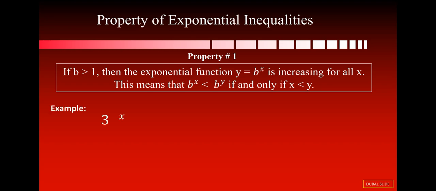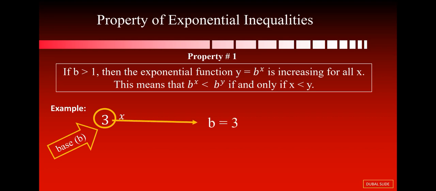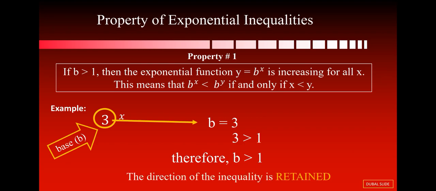Example, 3 to the power of x. This 3 here is our base, which is represented with small letter b. So b is equal to 3. And we all know that 3 is greater than 1. Therefore, b is greater than 1. In this case, the direction of our inequality will be retained.